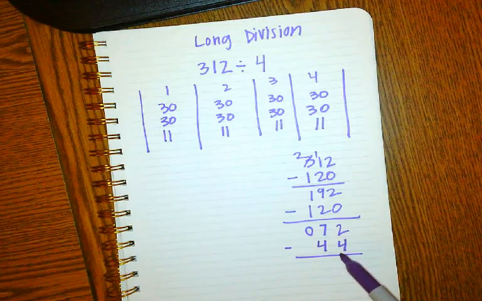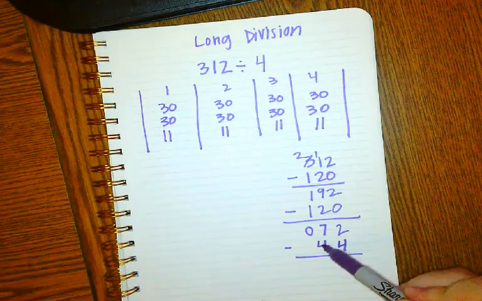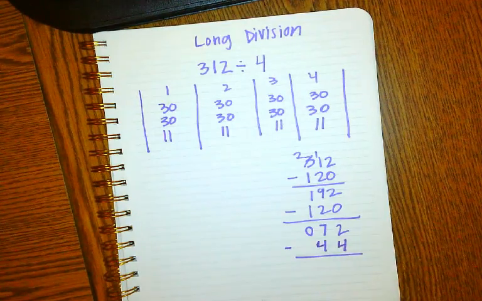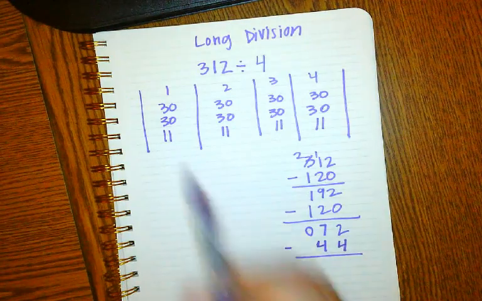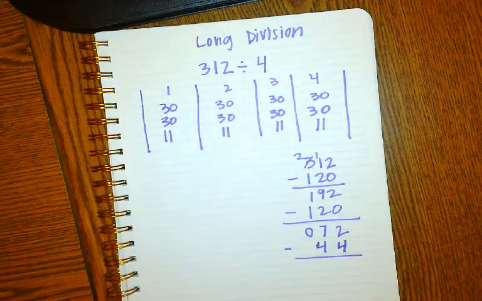Look, you can just add your 4 onto the 11. Okay. Yep, 72 minus 44 because we took 11. We took 4 groups of 11 away.